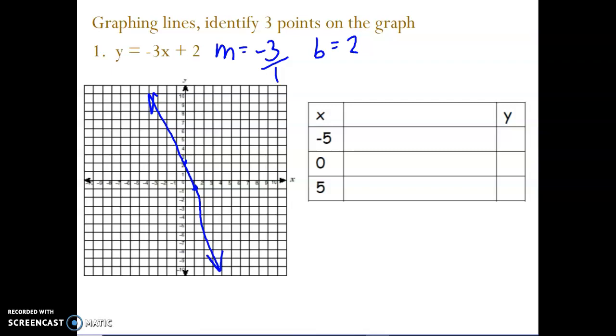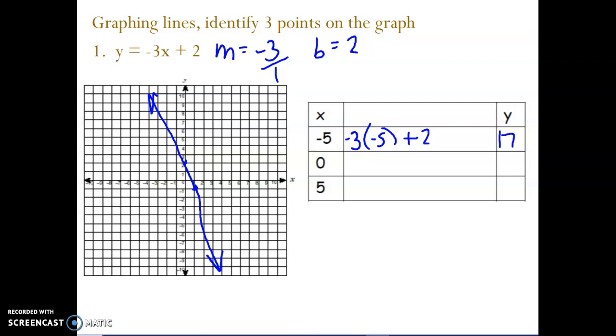Okay, so now I want to find negative 5. There's several different ways I can do this. I can do this on my calculator. I can do this by hand. So I'm going to choose to do this one by hand. I'll put in negative 3 times negative 5 plus 2. Negative 3 times negative 5 is positive 15, sorry. And then 15 plus 2 is 17. My y value there is going to be 17.